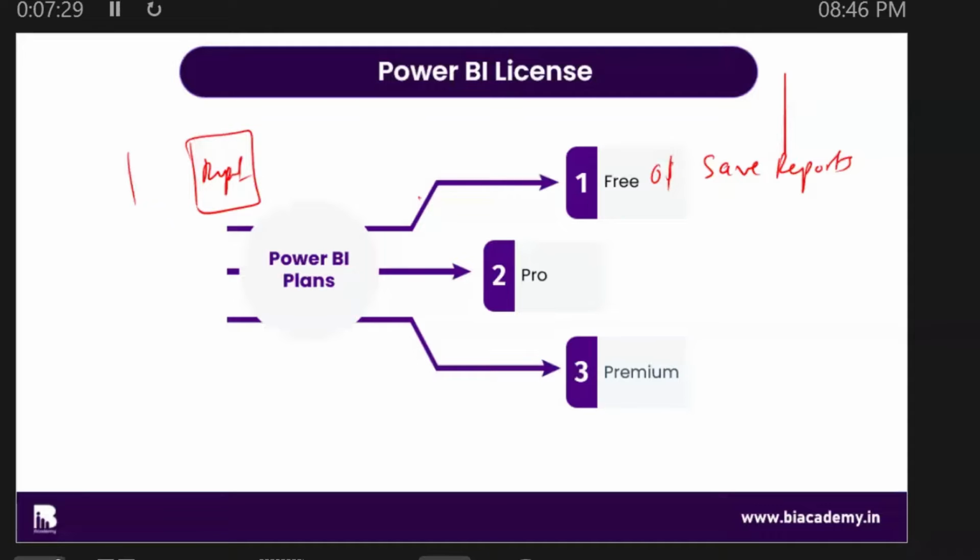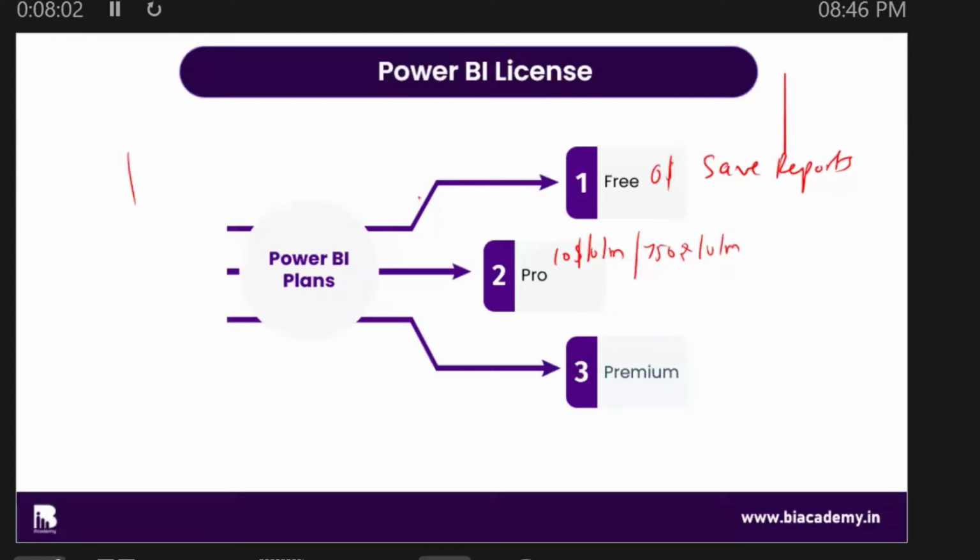So that's why we save our report into the cloud, so that anytime, from anywhere, you can access that report. So that you can do for free. Okay. Then we have the second plan, that is the Pro plan, and the Pro plan is $10 per user per month. That means one user can purchase this Pro license for $10 for 1 month. Okay. If you're Indian, we have a discount, and the discount is 750 rupees per user per month.